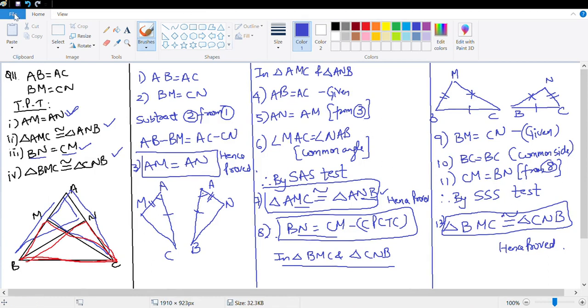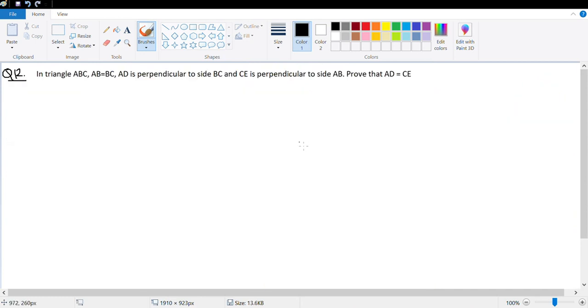Let's solve the next question. The next question that we do is question number 12. So in triangle ABC, AB is equal to BC. Oh, so this is an isosceles triangle. AD is perpendicular to side BC and CE is perpendicular to side AB. Prove that AD is equal to CE.